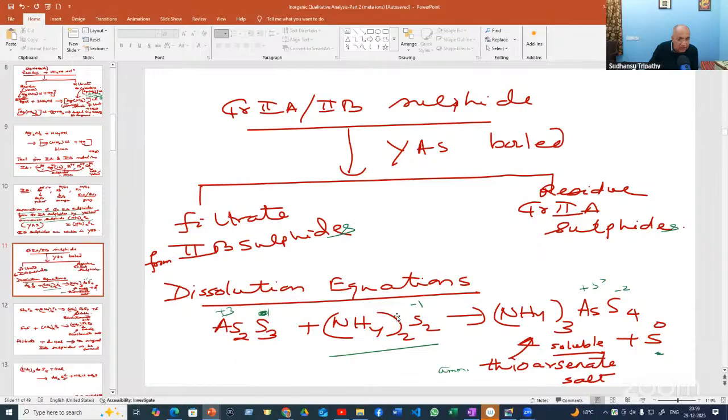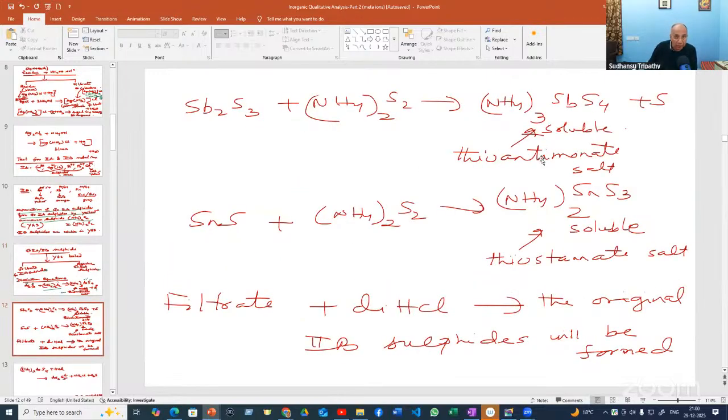Now, what happens here? Yellow ammonium sulfide, which formula we write as (NH4)2S2, with arsenic sulfide will give you ammonium thioarsenate, (NH4)3AsS4. Well, there is a redox reaction. Arsenic goes from +3 to +5 and sulfur from -1 to 0. Thioarsenate. Similarly, thioantimonate for antimony sulfide, and thiostannate for tin sulfide. Here sulfur is not produced, only thiostannate.